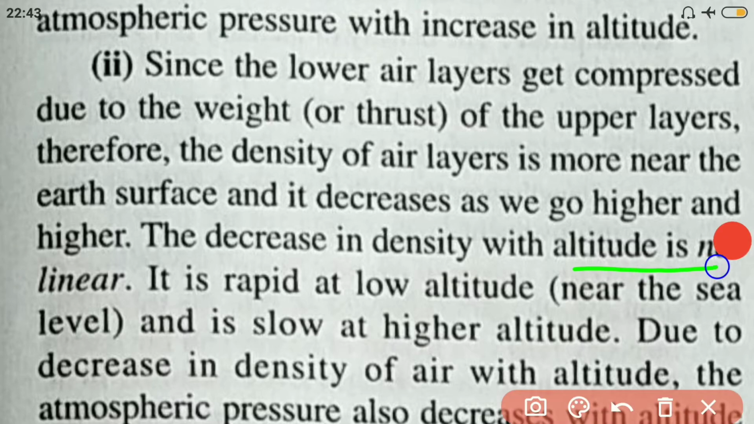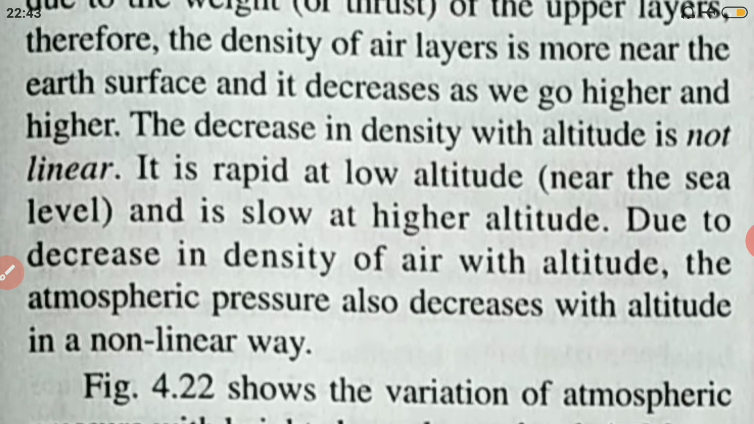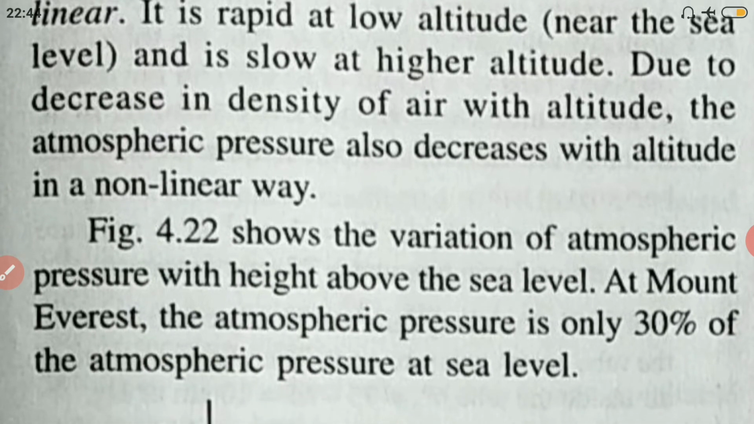It is not linear. Remember, it is not linear. That means it is not uniform. It is rapid at low altitudes near the sea level and slows down as we go to a higher altitude. That means the amount of decrease near the sea level is much more than the amount of decrease at the higher altitudes. So due to the decrease in the density of air with altitude, the atmospheric pressure also decreases with altitude, but in a non-linear way, because the density is decreasing in a non-linear way.